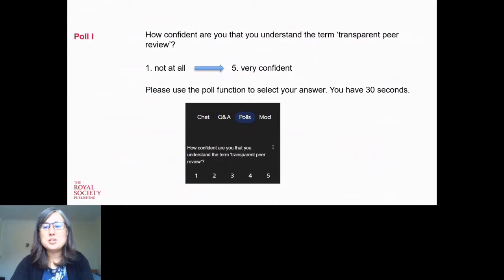To begin with, I wanted to give you an opportunity to think about how confident you feel with some peer review terminology. There's no right or wrong answers. This is more for yourselves. There are some polls set up on the online platform. For each question, please rate how confident you feel you understand each of the terms presented on the following slides from 1 to 5, 1 being you don't understand the term at all, and 5 being you'd be very confident explaining it. You've got about 30 seconds or so. The first question is, how confident are you that you understand the term transparent peer review?